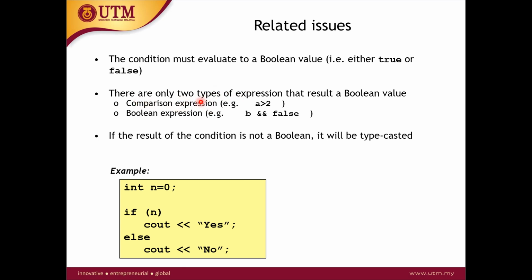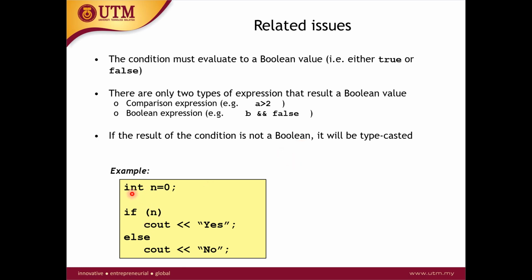What are comparison expressions, such as if a is greater than 2, or less than or equal, or not equal, and boolean expressions, such as true and false, or stuff like that. So the result is not going to be boolean, it's going to be typecasted to boolean, like this one.